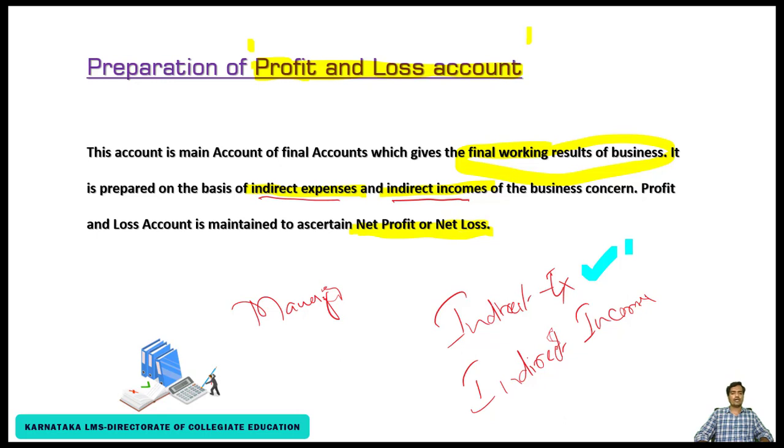n number of activities, n number of transactions that may be taking place in a particular business organization. So all those indirect expenses must be recorded on the debit side of the profit and loss account.